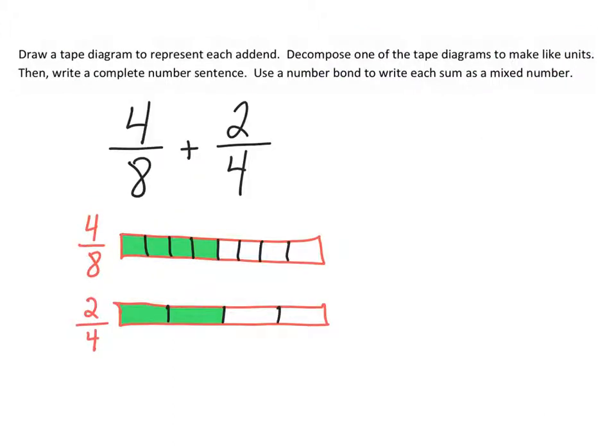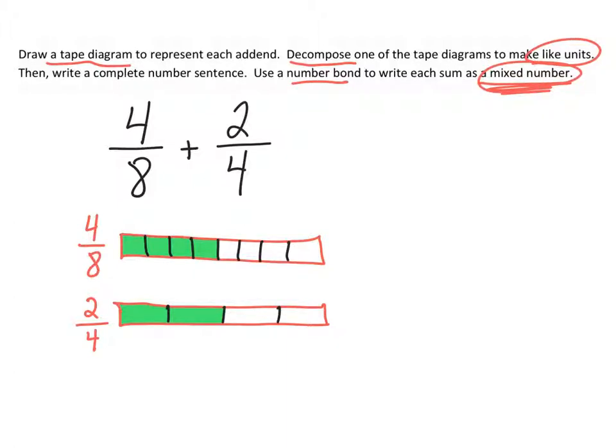Okay, we're going to continue the next one using the same directions. We are going to be drawing a tape diagram and then decompose it to make like units. We have to get those common denominators, and then we have to use a number bond because we want to get to that mixed number. We can't leave an improper fraction or a fraction greater than 1. We have to make it into a mixed number.